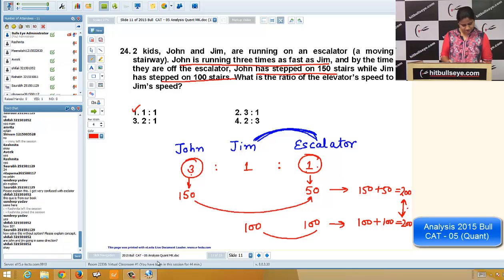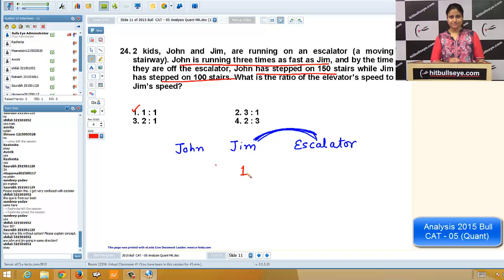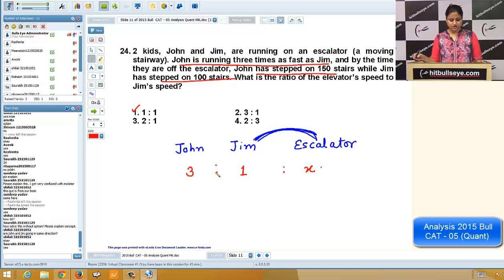Okay. Now, Saurabh, let us solve this question without options. Suppose Jim is moving 1 step. In the time when Jim is moving 1 step, say the escalator is moving X steps. So John will move 3 steps. Is it okay? I'm taking the ratio once again. John is taking 3 steps. In the same time, Jim is moving 1 step, and in the same time, the escalator is taking X steps.